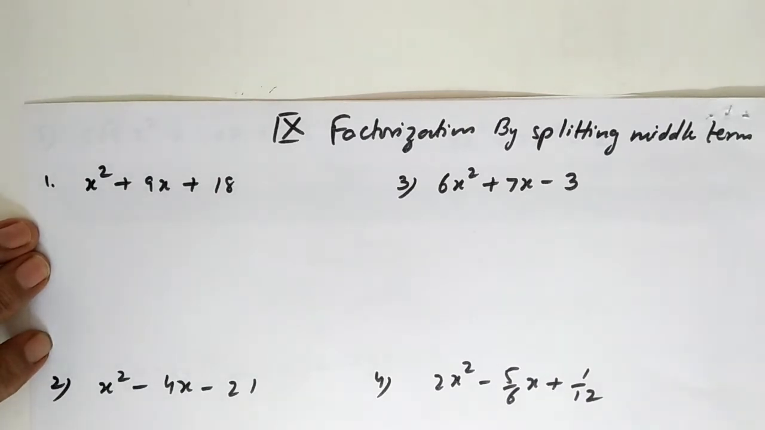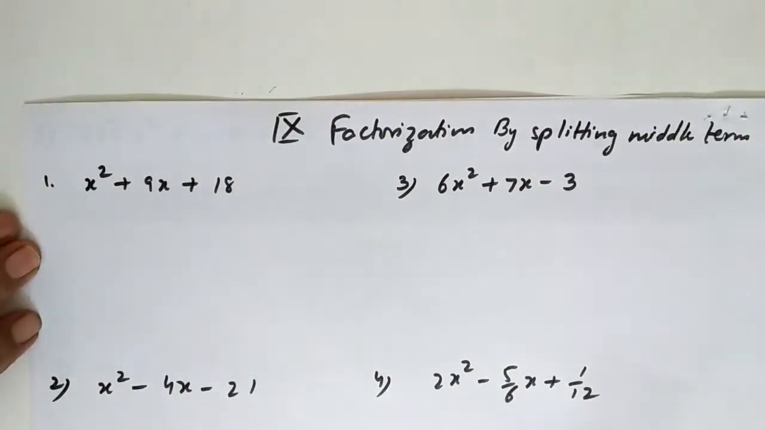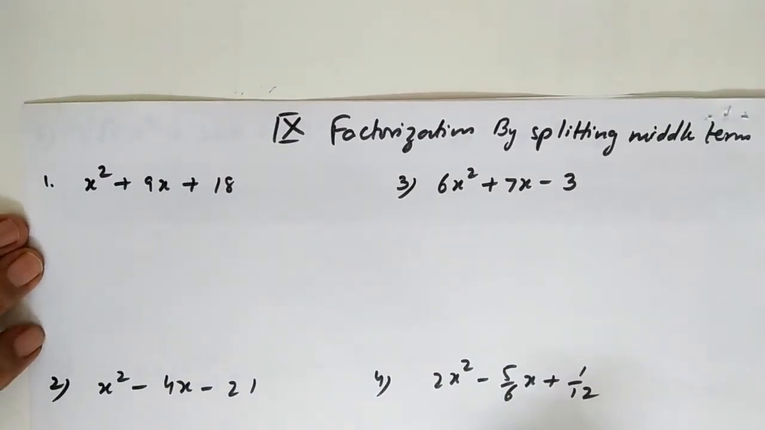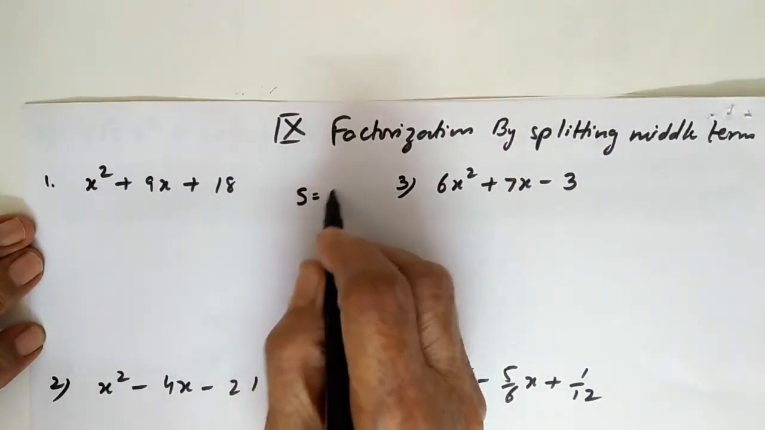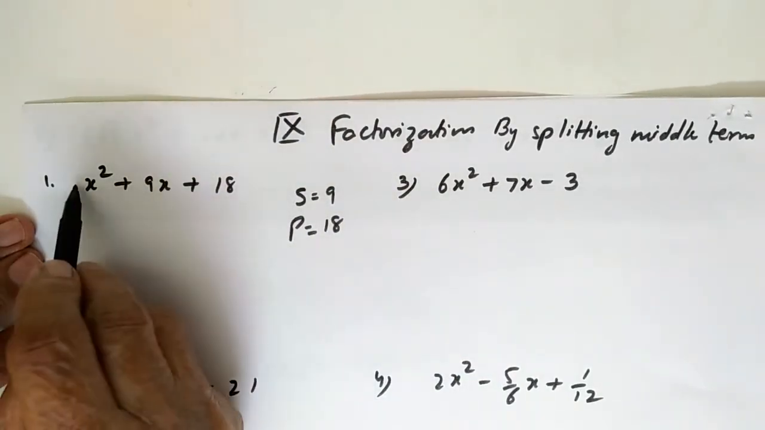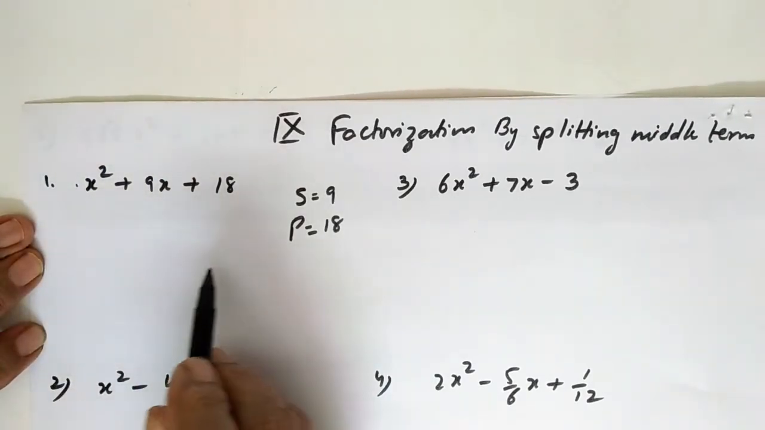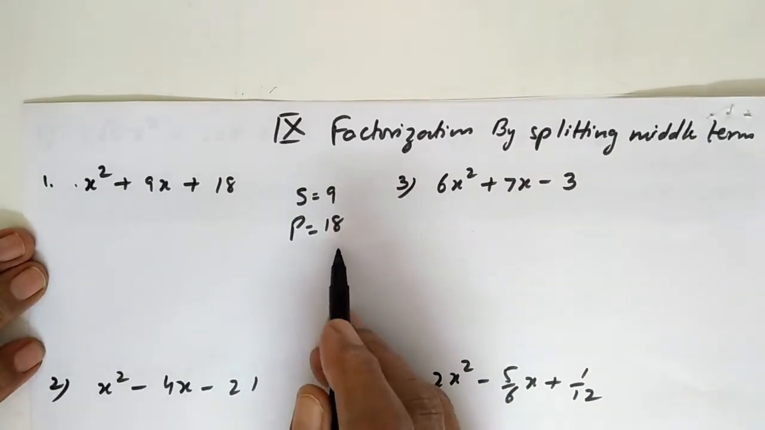We are having quadratic trinomials, power 2 and with 3 terms. The first question is x square plus 9x plus 18. Splitting middle term means you have to break 9 such that sum is 9 and product is 18. Product is 18 times the coefficient of x square, which is 1, so it is 18. You can very easily do this with 6 and 3.